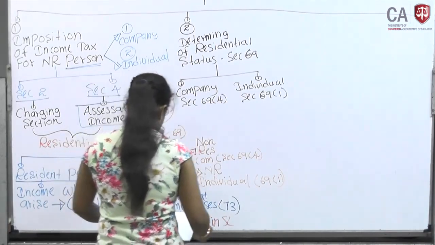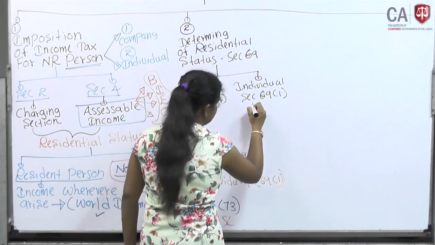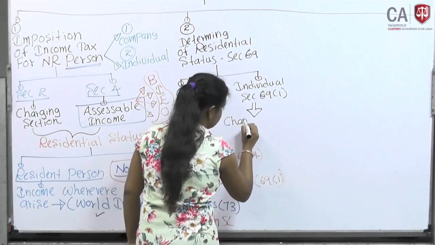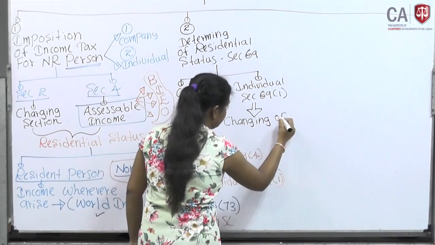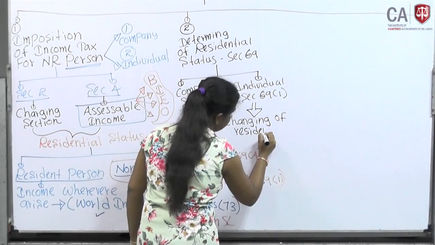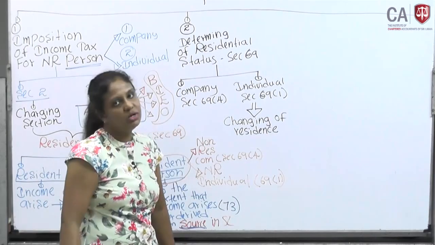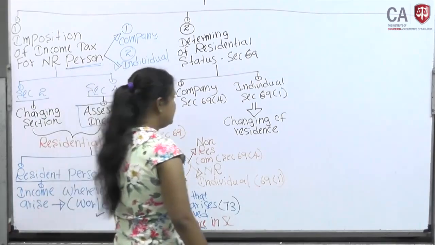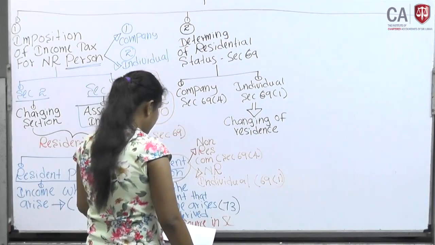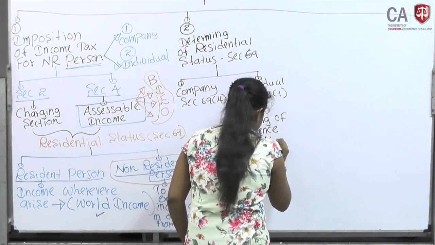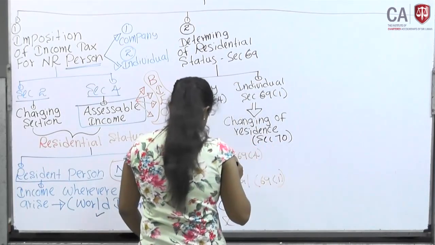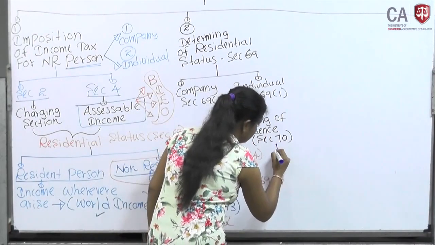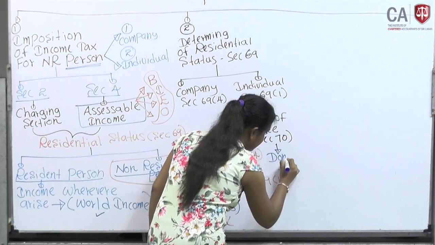Now there is another core topic, which is changing of residence. In practice, in most cases it happens to individuals. Then I will provide the explanation under the individual part of the discussion. Okay, this is in section 70 of the Act. When it comes to changing of residence, the definition of domestic asset.